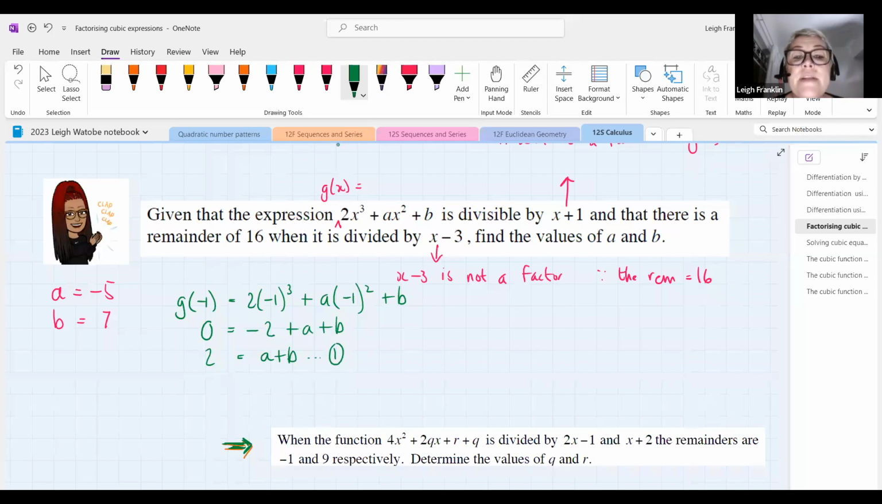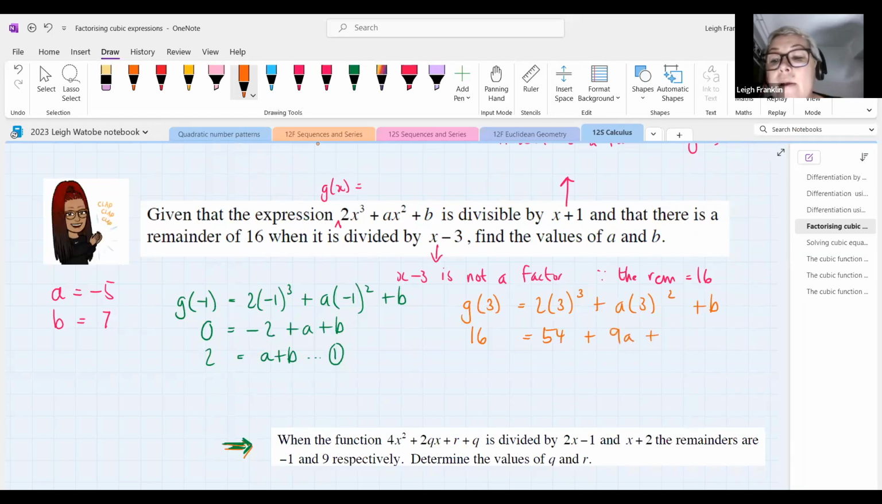Then there's a remainder of 16 when we sub in 3. So when we sub in g of 3, we get 2 times 3 cubed plus a times 3 squared plus b. We'd get a remainder of 16, so this would be 16. So 3 cubed is 27 times 2 is 54, plus 9a plus b, and then if we took the 54 over to the other side, we'd end up with -38 is equal to 9a plus b, and that would be your second equation.